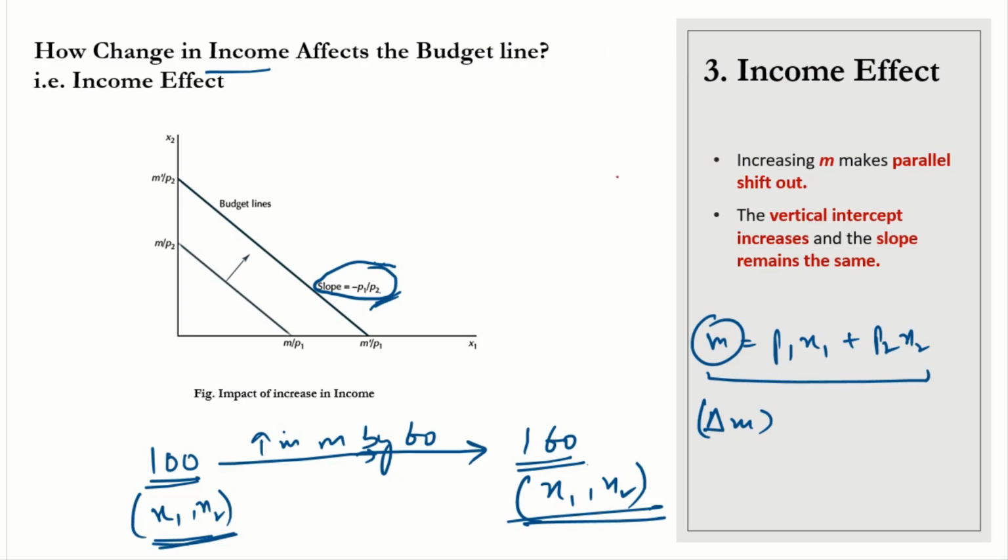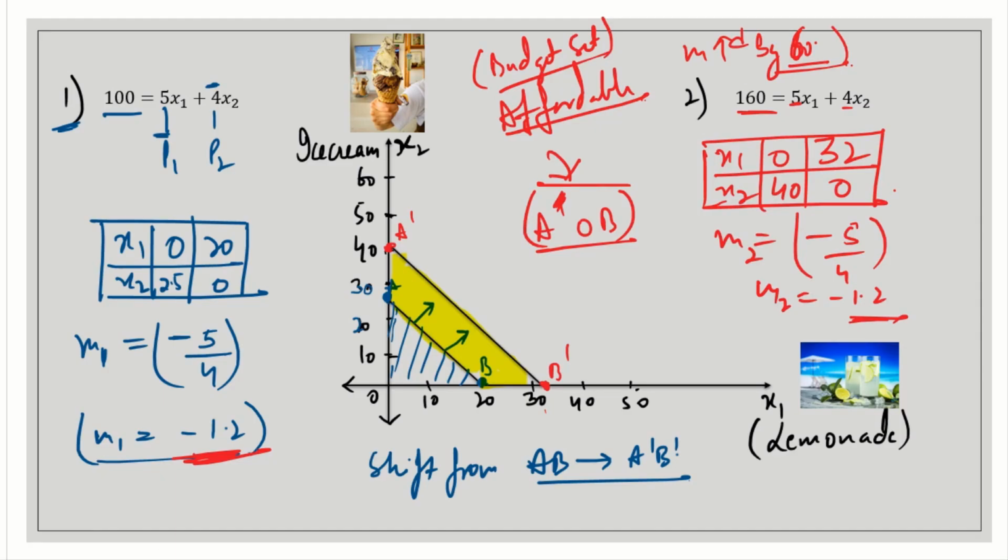And also to summarize, an increase in M, here M is the income, makes a parallel shift outwards, and the vertical intercept increases and the slope remains the same. We have observed that our vertical intercept has increased from 30 to 40, right? And the slope has remained the same. So slope is equal to k, which means it remains constant. So remember this point about how this shift occurs, because later on whenever we study the dynamics of taxation or subsidies, this is how it's going to work on the graphs.